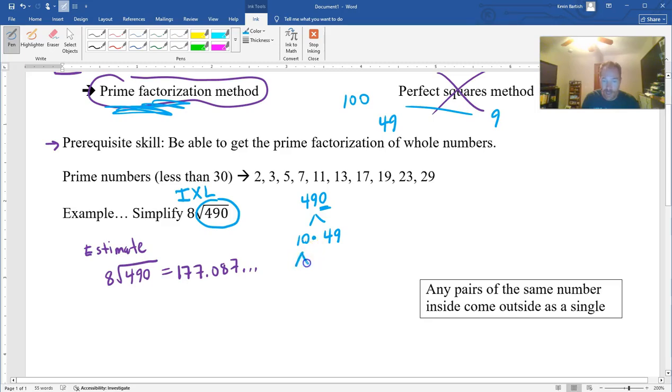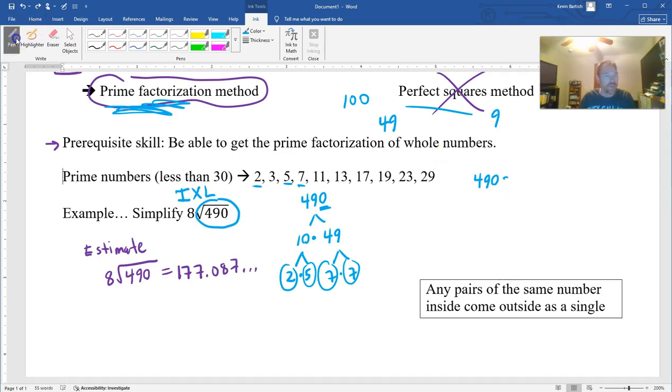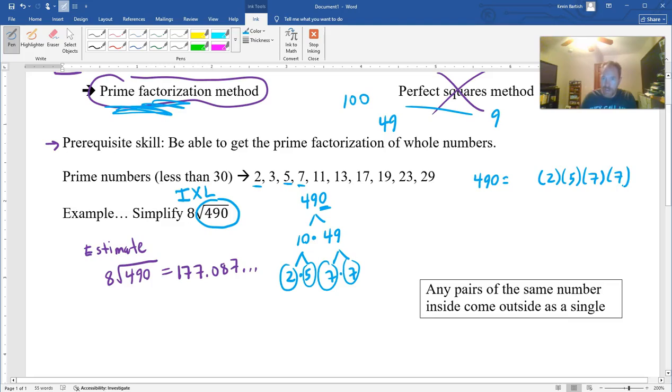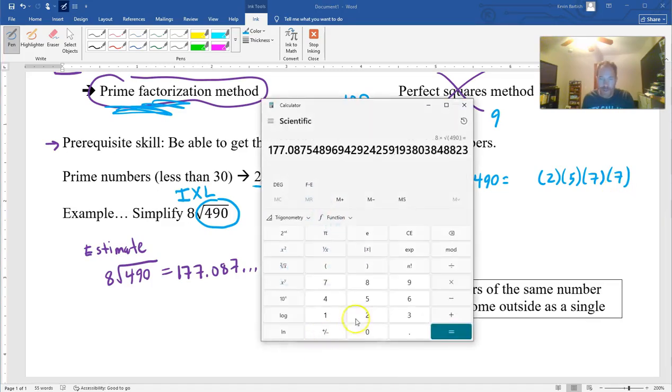So let's see, 10 can break down to 2 times 5, and those are both prime. And 49 is 7 times 7, and 7's prime. So it seems like for our 490, and you remember we got the 8, so I'm going to leave a little bit of space to bring that 8 back. But what do we got? 2 times 5 times 7 times 7. I'll just double check that that works out to be 490. Pretty sure on that one, but let's see. 2 times 5 times 7 times 7 is 490.